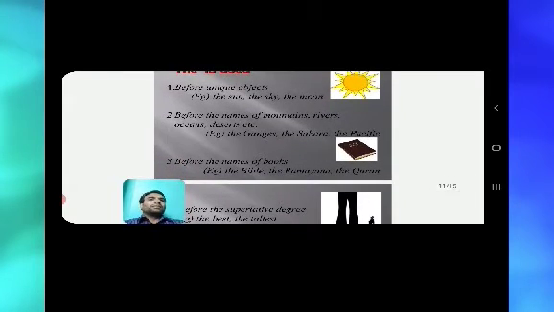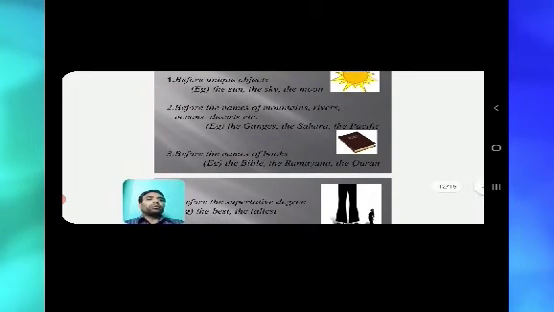Another, the third one: before the names of books. Books means the holy books, the great books. For example, the Bible. We should not say Bible; it should be the Bible, the Ramayana, the Quran.